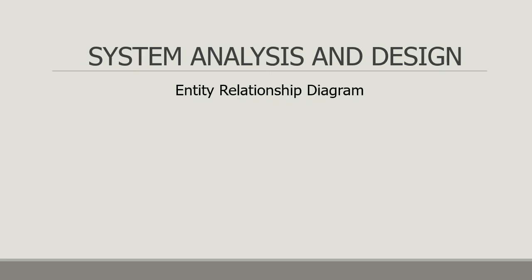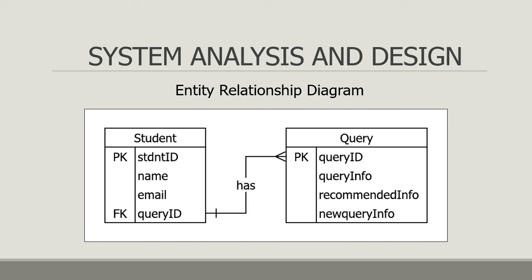For entity relationship diagram, the student entity will have student ID as the primary key. It will contain name, email, and finally the foreign key, query ID. For query entity, the primary key will be query ID, and then it will contain query information, recommended information, new query information.